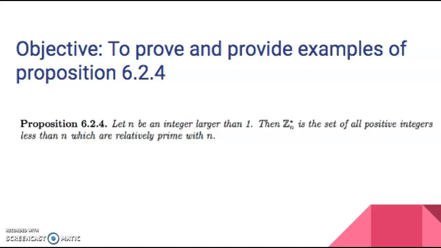The objective of this presentation is to prove and provide an example of Proposition 6.2.4 in the course notes. Proposition 6.2.4 states, if n is an integer larger than 1, then the integers modulo n star is the set of all positive integers less than n which are relatively prime with n. So let's take a look at what that means.